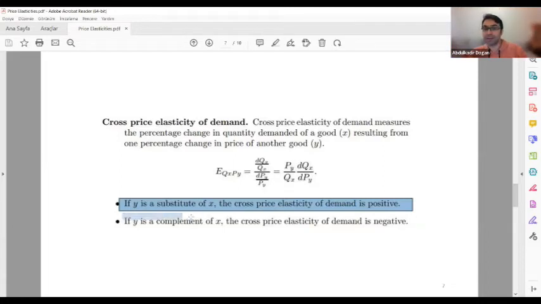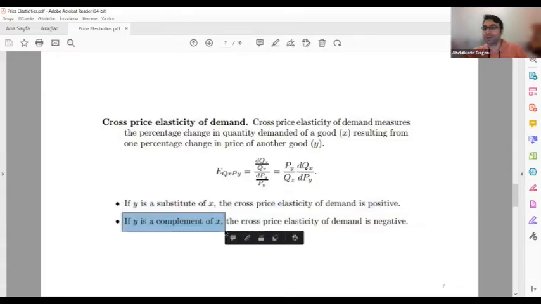But if they are complements, like car and gasoline, or car and wheel, if the price of the wheel increases, you will never buy the car. Or if the car price increases, you will never buy a wheel because you don't have a car. They are consumed at the same time. You can't consume one without the other.